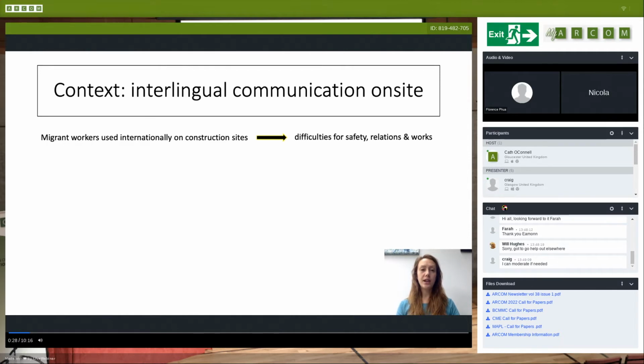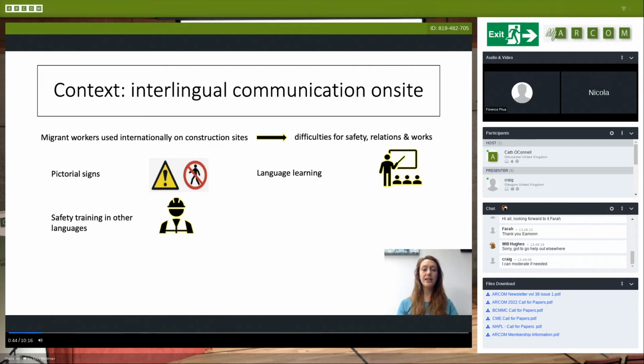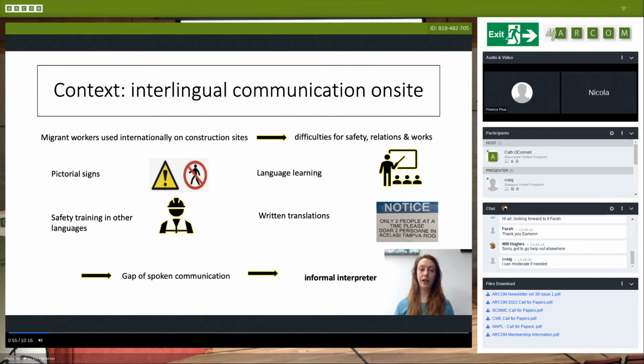Migrant workers are used internationally on construction sites, and this combination of speakers of different languages can cause difficulties for safety, relations, and works. These are managed in a variety of ways, including using pictorial signs, language learning, providing safety training in other languages, and written translations, and a number of other small initiatives. But all of this leaves the gap of spoken communication every day on site, and this is filled by the informal interpreter. That's a bilingual worker who facilitates communication between the different languages they speak.